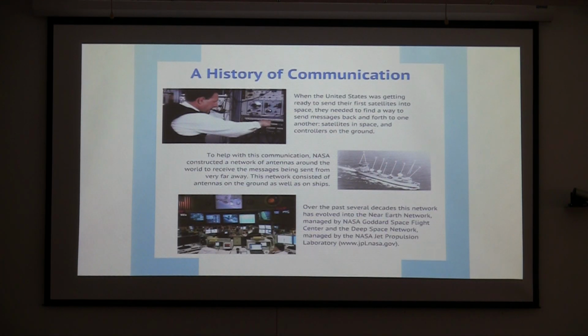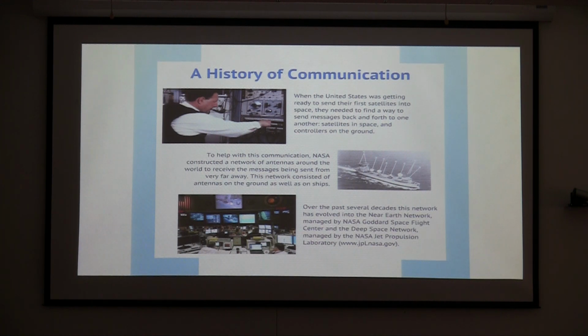So, just a quick overview of the history of communications as far as space is concerned. When the United States was getting ready to send their first satellites into space, they needed to find a way to send messages back and forth between satellites in space and controllers on the ground. So what NASA did is they constructed a network of large antennas all around the world: Australia, Chile, United States, Canada, Norway, etc. They even put antennas on top of ships and planes to try to catch all of the data that possibly could be caught from every different place around the world.